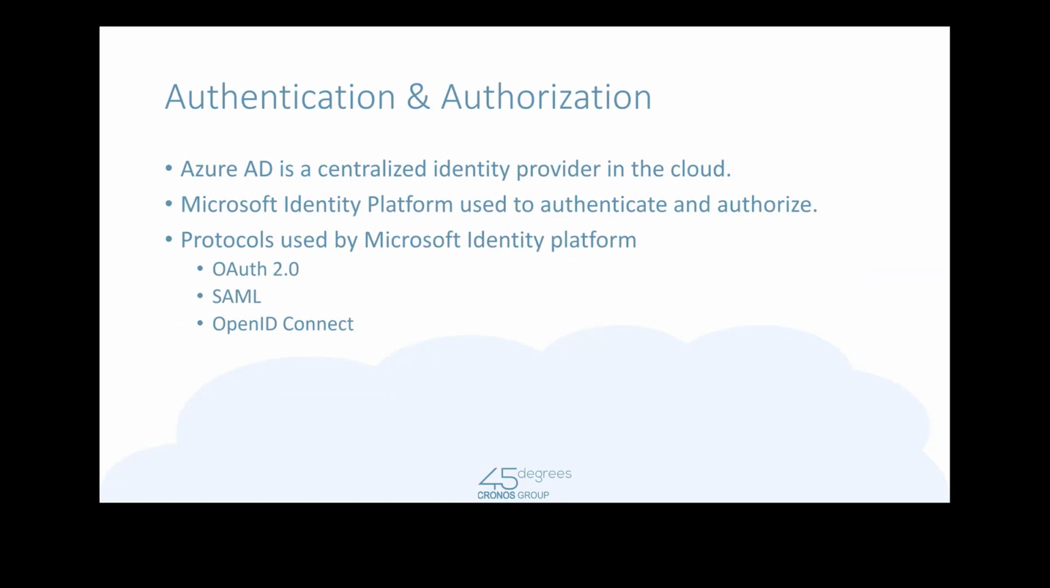Authentication and authorization. Azure Active Directory is the centralized identity provider. In the back, there is no other option than Azure Active Directory. For the client part, the Microsoft Identity Platform is the base of everything. It's used for authentication and authorization. The Microsoft Identity Platform uses three protocols: OAuth 2.0, SAML, and OpenID Connect. OAuth 2.0 is used for authorization, and OpenID Connect and SAML are used for authentication.